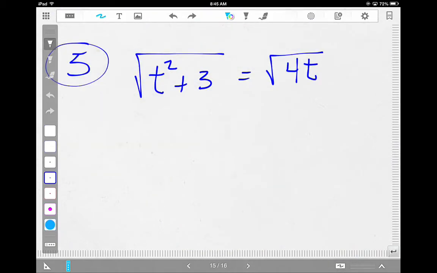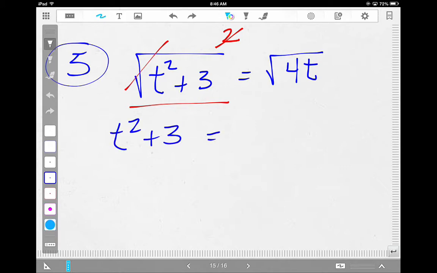Let's do 2 more, because it does get a little bit harder in the equations that you have to solve once you eliminate the radical or the square root. This time there are 2 square roots, but that's okay. The entire left side of the equation is underneath a square root. So that means I can square the left side of the equation, which will undo that, leaving me just the t squared plus 3 equals.